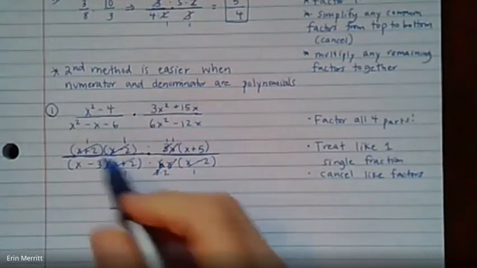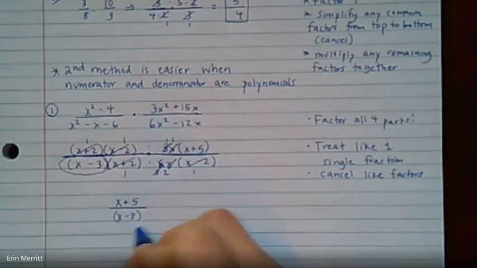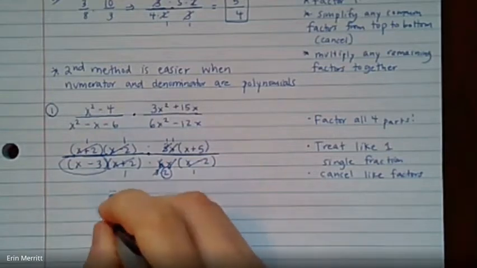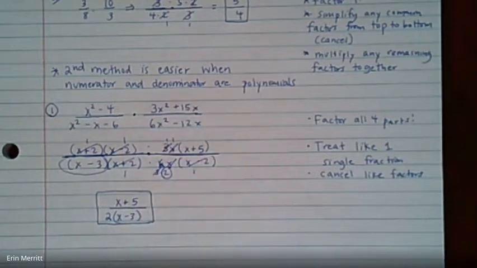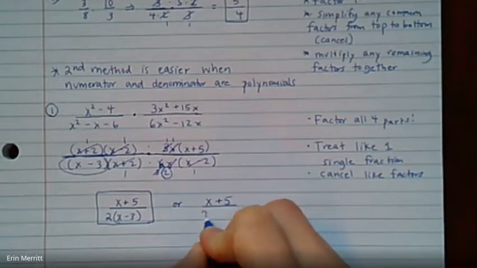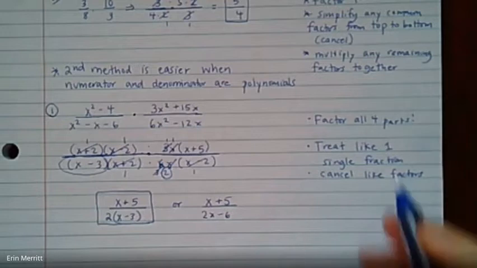In the bottom, we have the x minus 3 here. And we have the 2 here. There is no need to multiply back out your answer. And so I would leave it just like that. If you did multiply it out, it would read as x plus 5 and then over 2x minus 6. But I would suggest leaving it in the factored form.